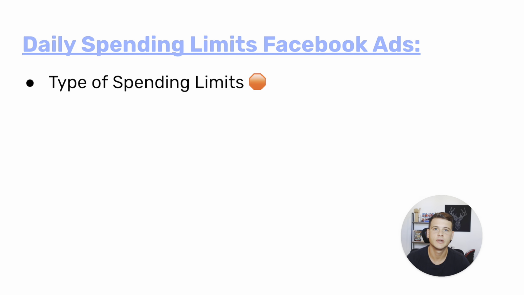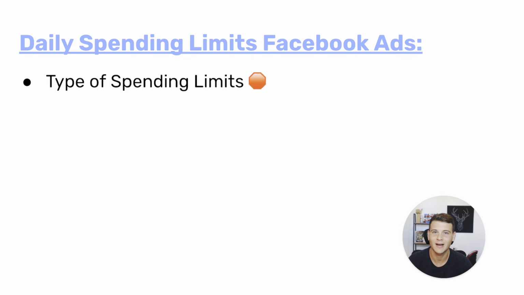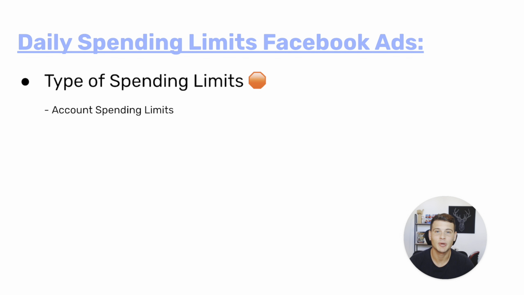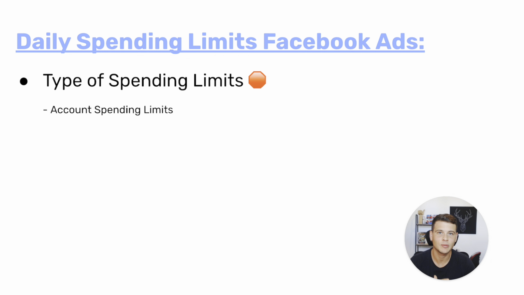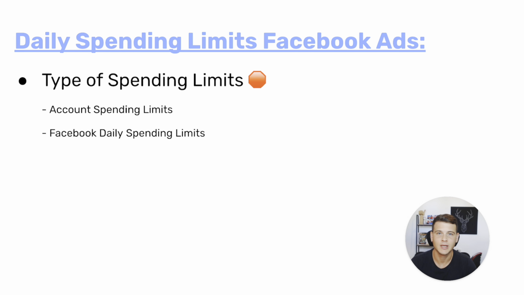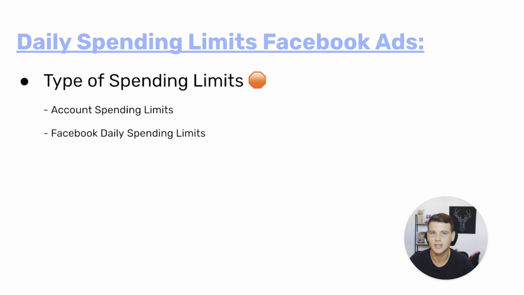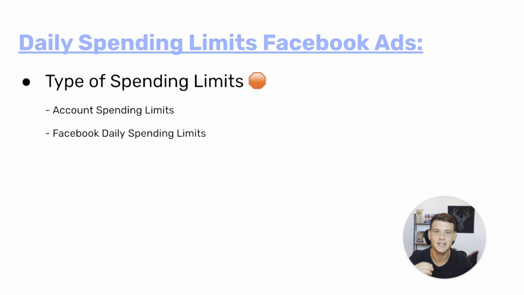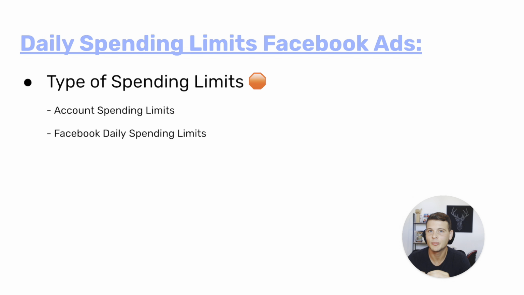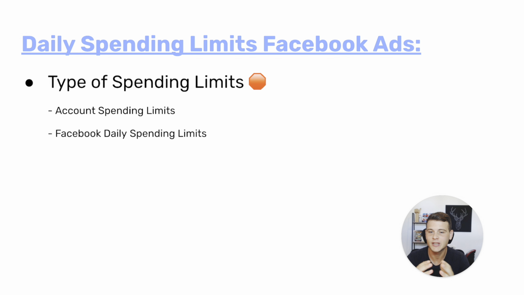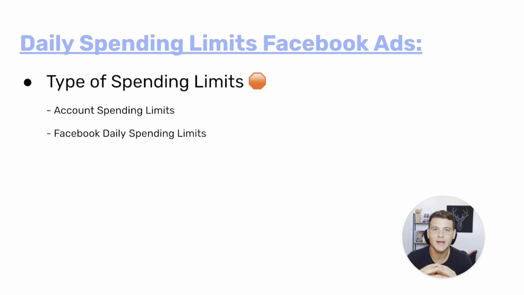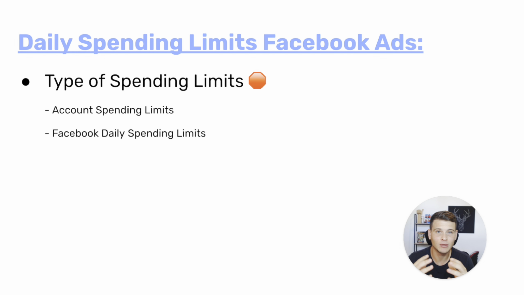First, let's cover the types of spending limits that we have. The first one is the account spending limit. This can be set up and adjusted manually by you. And the second option, which is probably why you clicked on this video, is the Facebook daily spending limit, which is set up and increased automatically by Facebook. However, there is a way to request a manual increase, which I'm about to show you in this video.